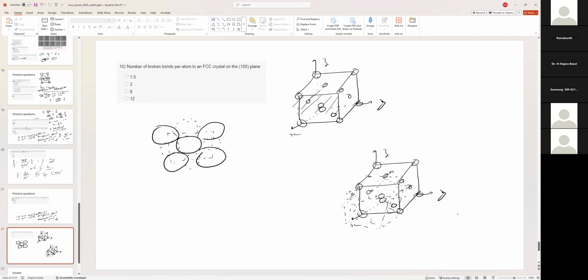These four atoms are missing, but if you just see the cube, the unit cell, a half atom is missing here, a half atom is missing here, a half atom is missing here, half is missing here. So total half into four, two atoms are missing, so two bonds are missing.